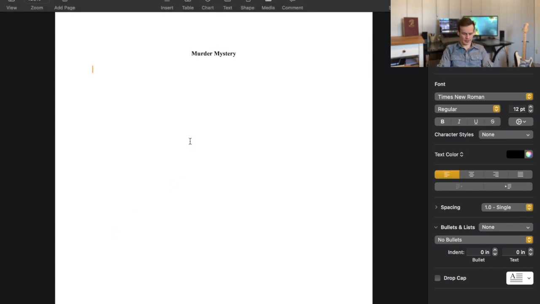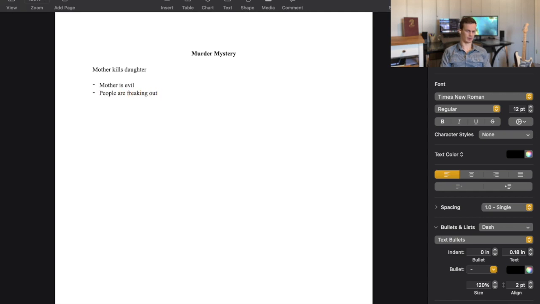Here's our murder mystery. And mother kills daughter. Great. Our first assumption that we're going to make is that mother is evil. That seems like a fair assumption to make. Only an evil woman would kill their own daughter, right? Our second assumption we're going to make is that people are freaking out, because people see this and people are going ballistic. That's another, I feel like, safe assumption to make. If people know that this is going on, they're terrified and are making a big deal out of it. So we got our two assumptions. Now let's begin subverting them.